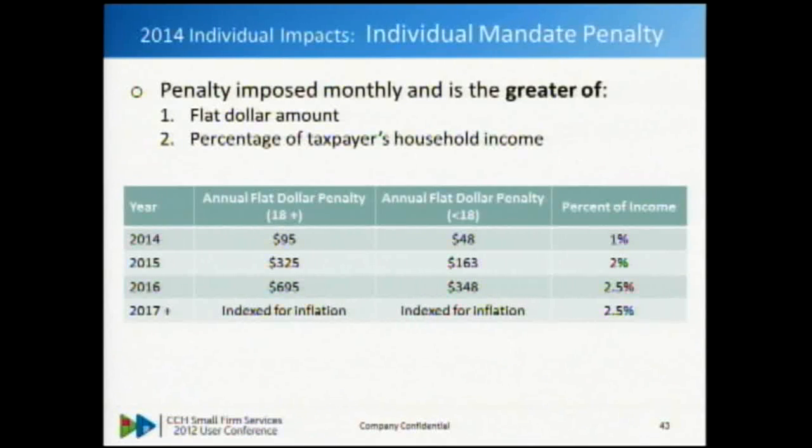To give you a quick peek at the penalty, it's calculated on the greater of either a flat dollar amount or a percentage of the taxpayer's household income. Household income is a new definition that we'll talk about in just a few minutes. But you can see it's tiered in over 3 years, fully in at 2016, and it's indexed for inflation after that. Of course, this is not going to be a straightforward calculation.